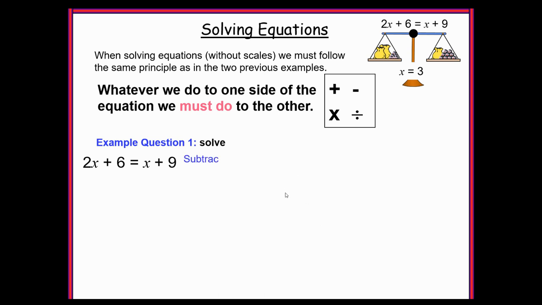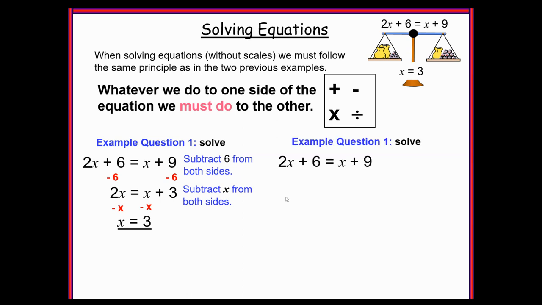So what we could do first is subtract 6 from both sides. Take 6 off of both sides, you're left with 2x equals x plus 3. Then take x off of both sides, and then you're left with x equals 3. That's the way we did it a moment ago.